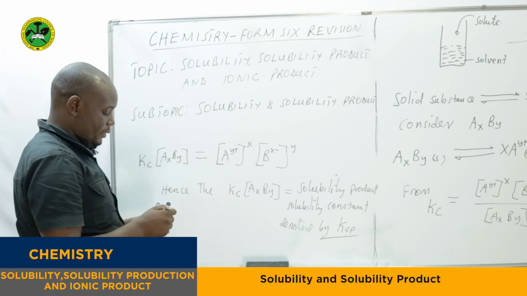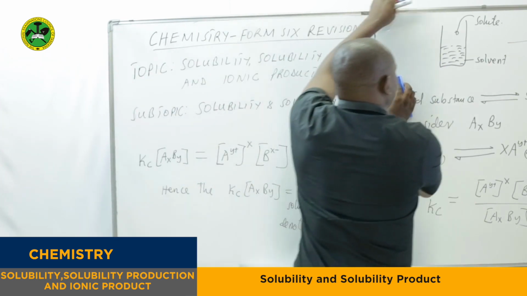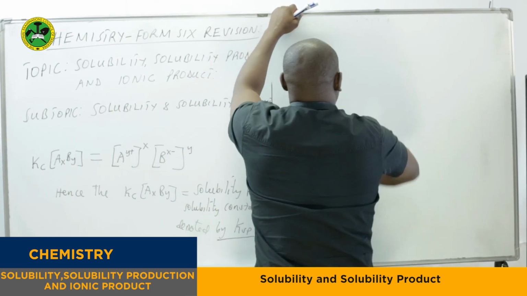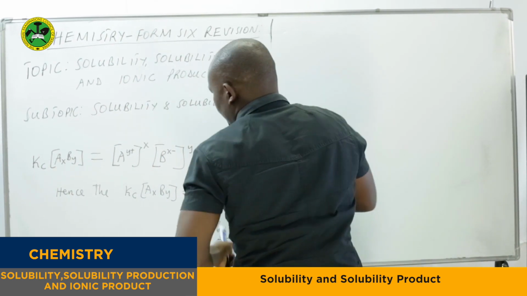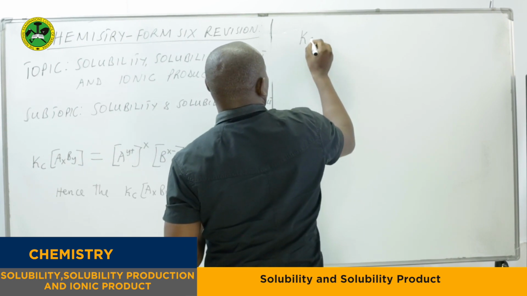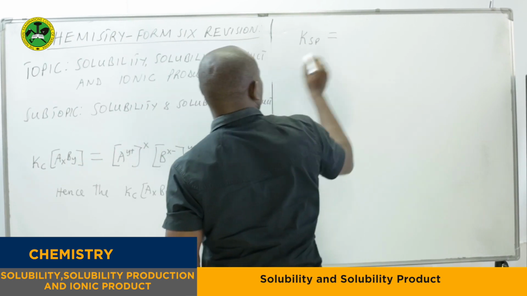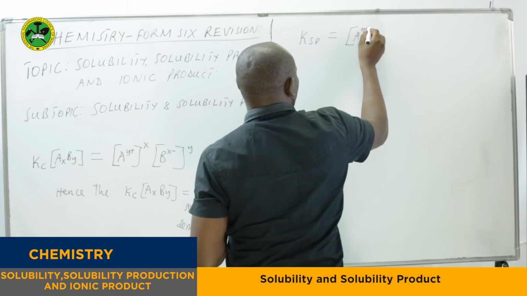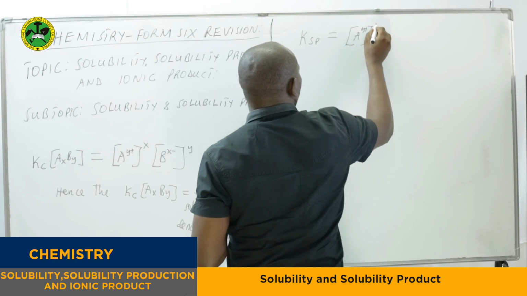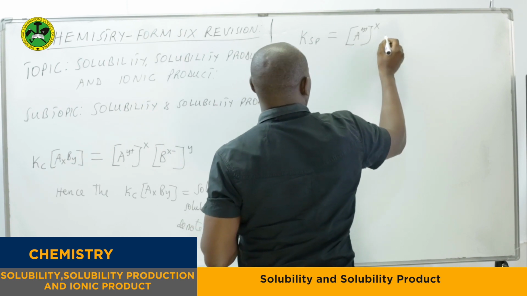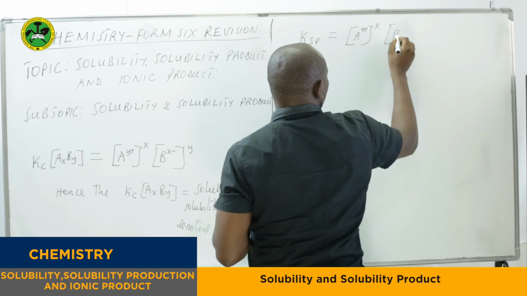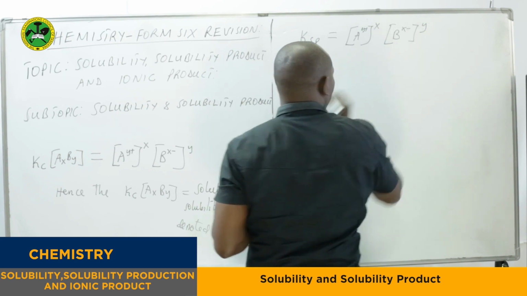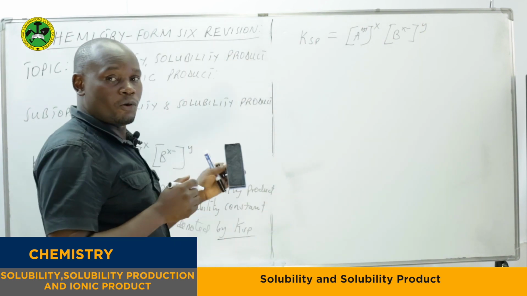From that equation, it means that the Ksp of our equation will be equal to the concentration of A raised to power x, times the concentration of B negative raised to power y. So that is our solubility constant or product.